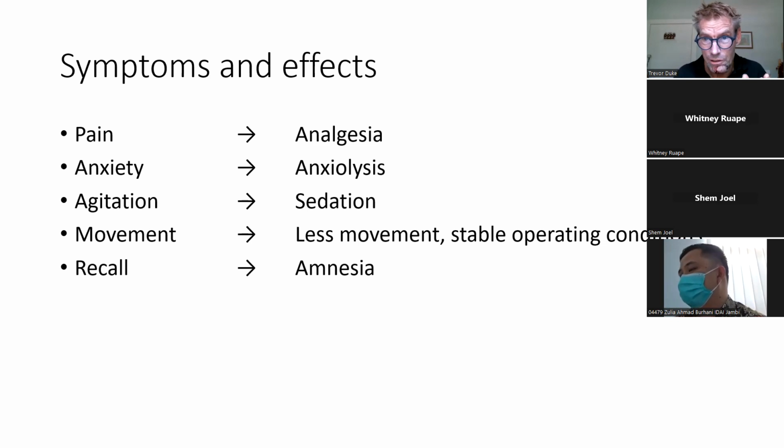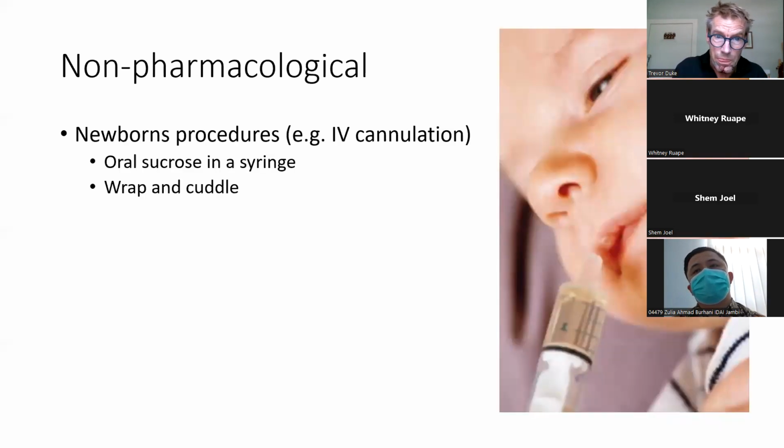And if you're trying to prevent the child recalling what happened during the procedure, then you need to give a medication that also has amnesia as a property. So analgesia, anxiolysis, sedation, stability, less movement, and amnesia are all different sorts of things. And depending on the procedure, we may need to use a different combination of medications, or some medications have a number of these properties. It's just important to know what medications work for pain, what work for sedation, what work for anxiolysis, etc.